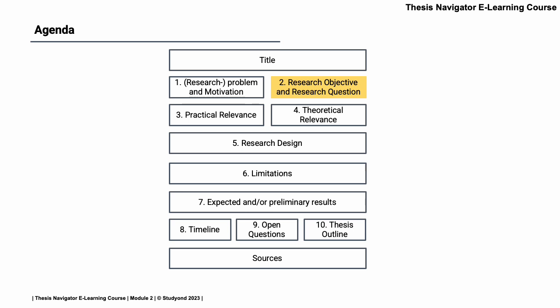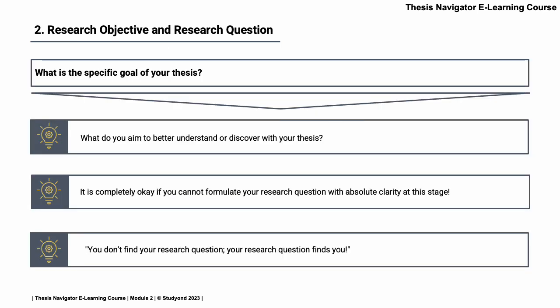After you have formulated the research problem and the motivation for your thesis, it is advisable in a second step to articulate the research goal, and if you can already do so, also the research question that underlies your thesis. This section is about describing what the specific goal of your thesis is and what research question you want to answer specifically. In other words, what do you want to understand better or find out with your work?